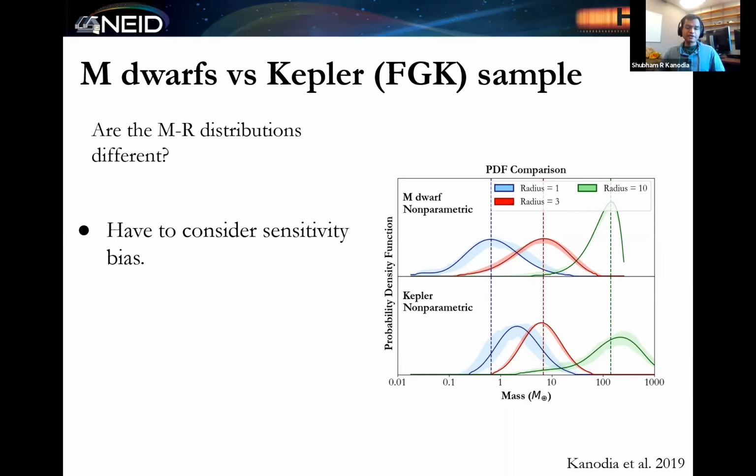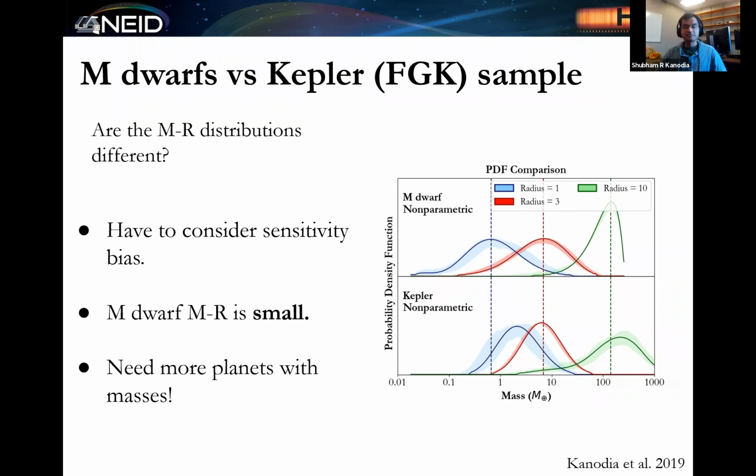But at the same time, I should also mention there are a few caveats you should keep in mind. One, there is a sensitivity bias here. It will be easier to find smaller planets around M dwarfs than solar type stars. The other thing I should mention is that the M dwarf sample in this case is dominated by the TRAPPIST system of planets, which definitely skews the result. Also, because the sample is so small, we really need a lot more planets to make an equitable comparison between Kepler or the FGK sample and the M dwarf sample.